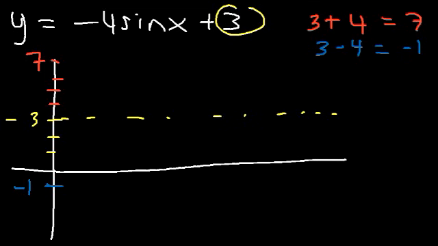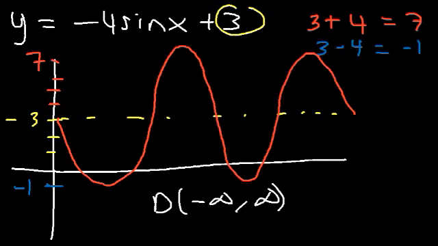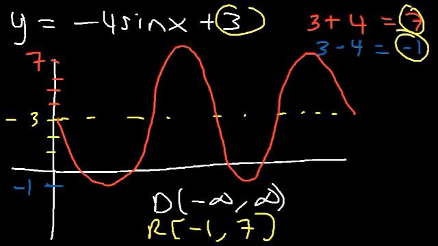Now, positive sine starts at the center, then it goes up. But negative sine starts at the center, and then it goes down. And as you can see, the domain is going to be negative infinity to infinity, because the sine wave will keep on going in both directions forever. The range, though, is based on these numbers. So the lowest y value is negative 1, the highest is 7. So that's how you can find the domain and range for a sine or a cosine function.